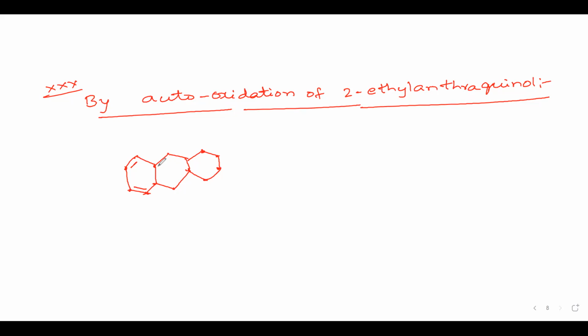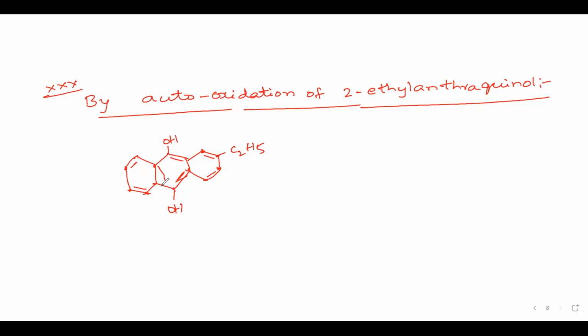So here we keep a double bond here, and next we have a double bond here, and next a double bond here. It has OH, and this is OH. This is also a double bond here and a double bond here. This is C2H5. So this is called 2-ethyl, second position ethyl, anthraquinol.